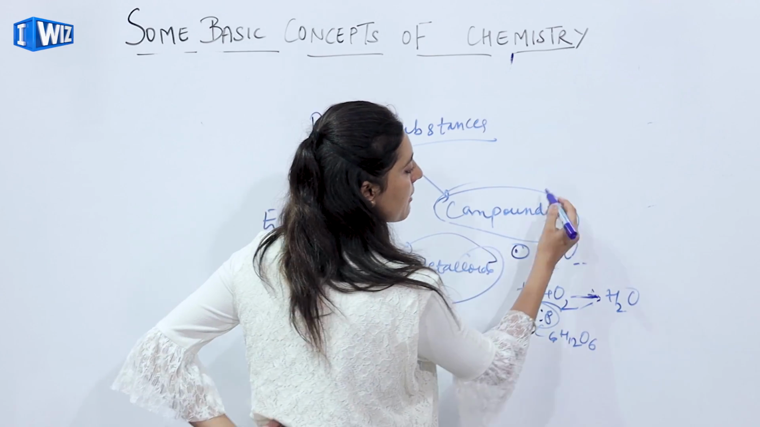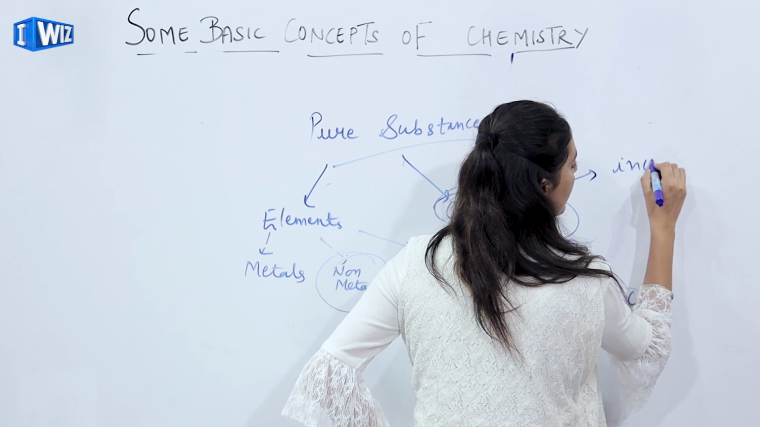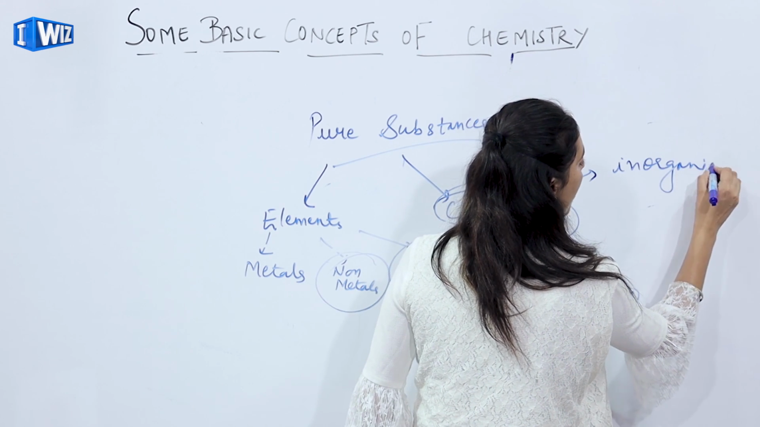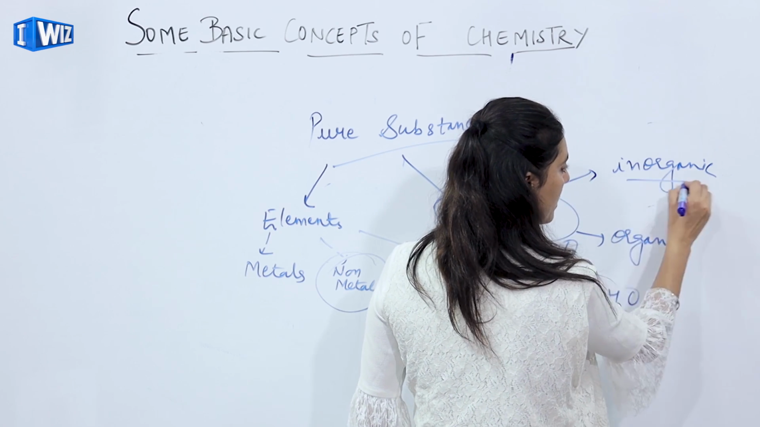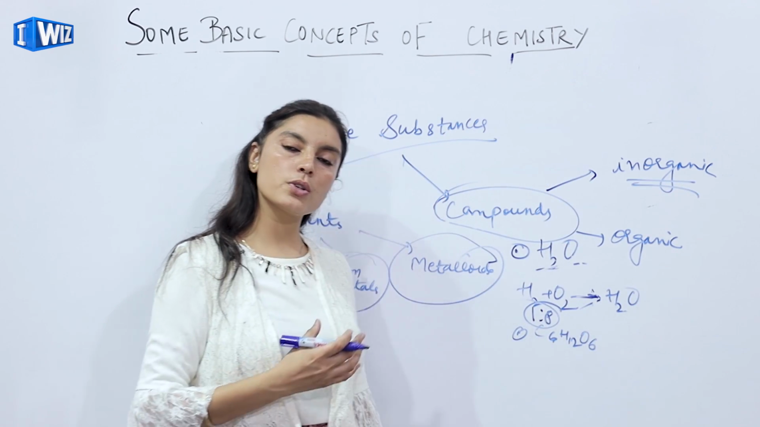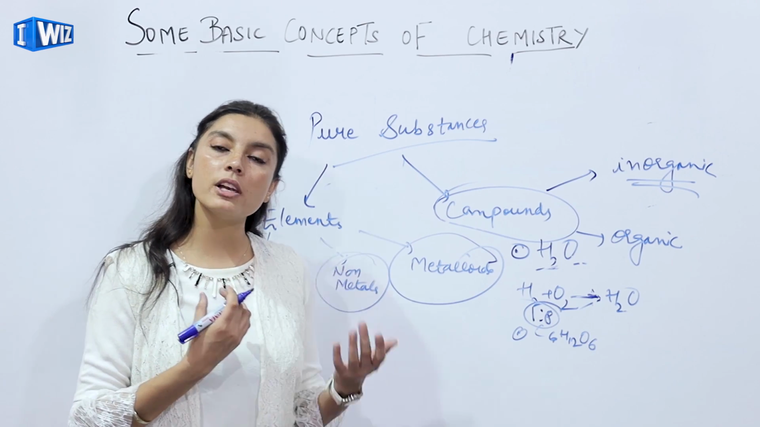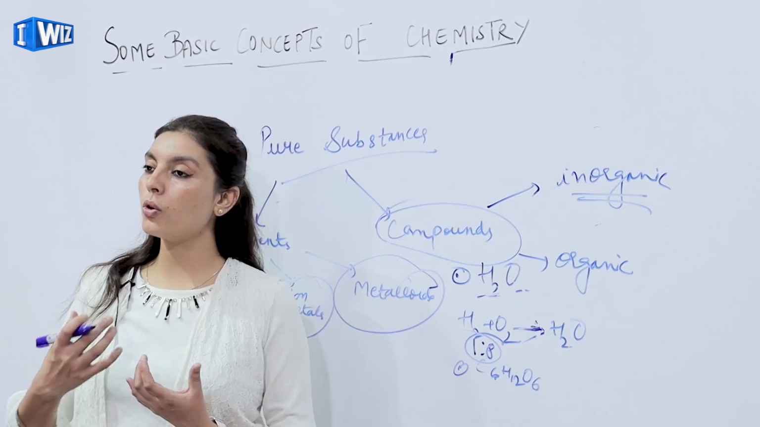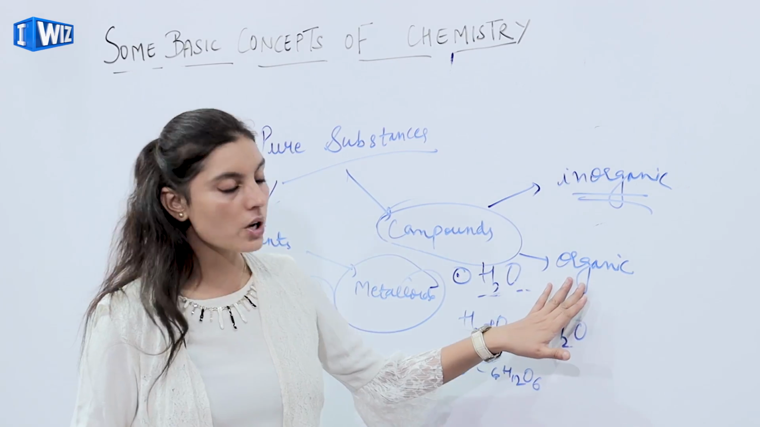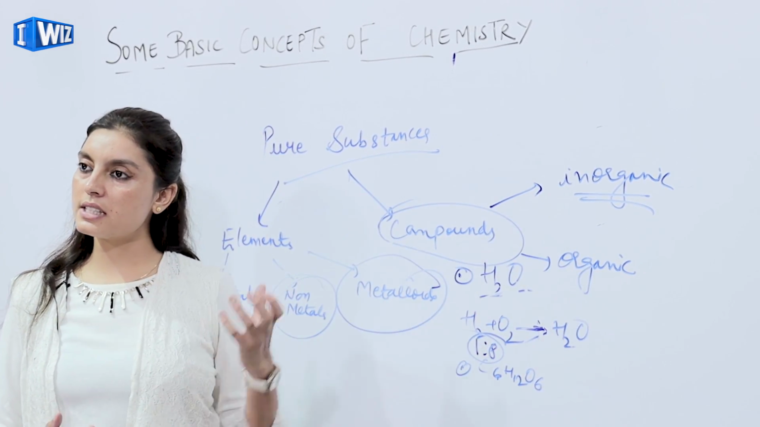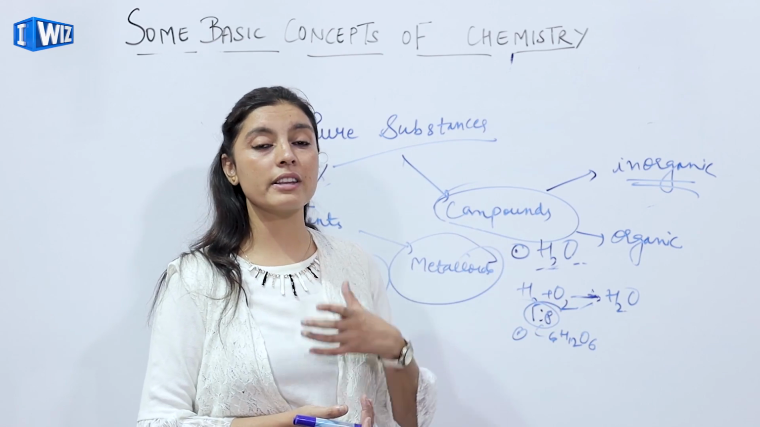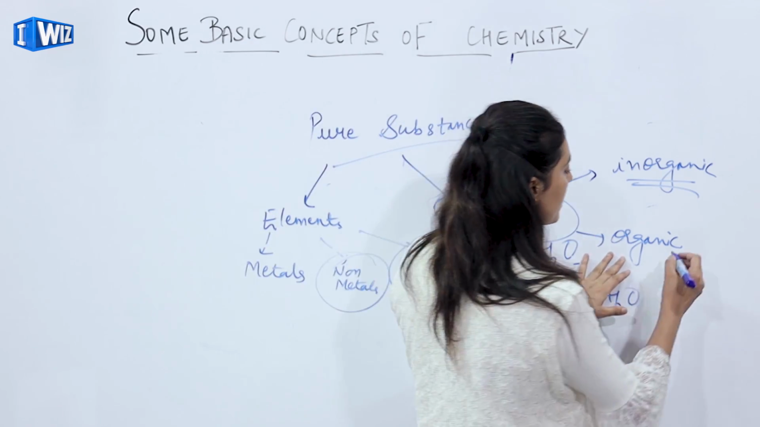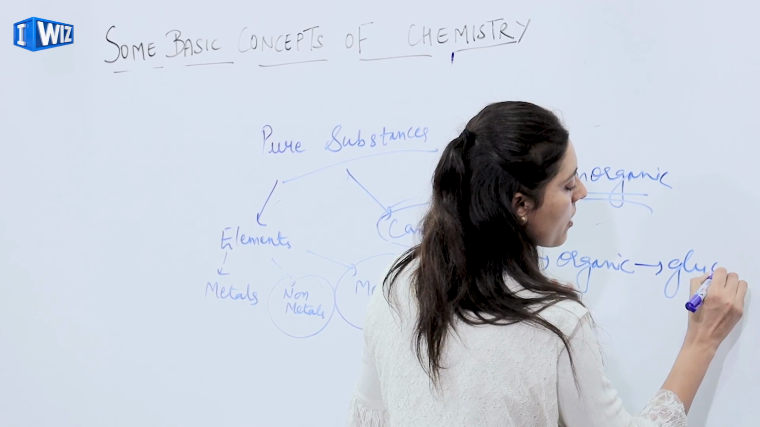Now compounds are further categorized into inorganic and organic compounds. When I talk about inorganic, it means these are the compounds which are obtained from non-living organisms or from non-living sources. When I talk about organic, that means these are the substances which are obtained from living sources or living things. For example, glucose is an organic compound.